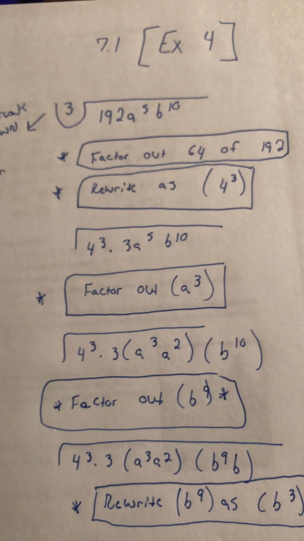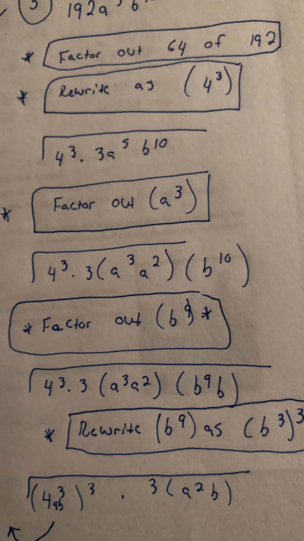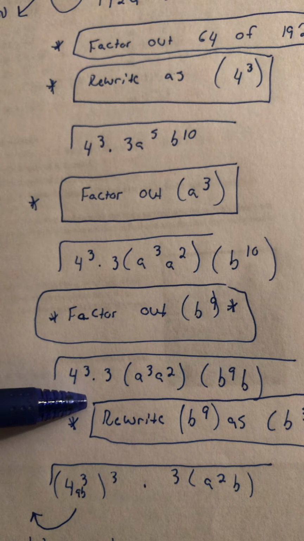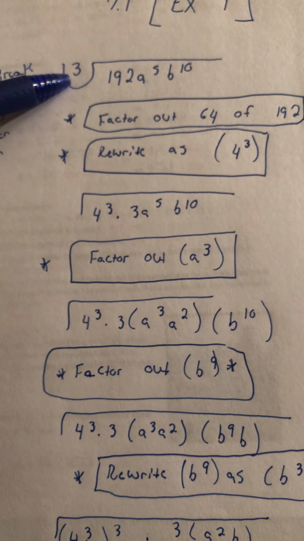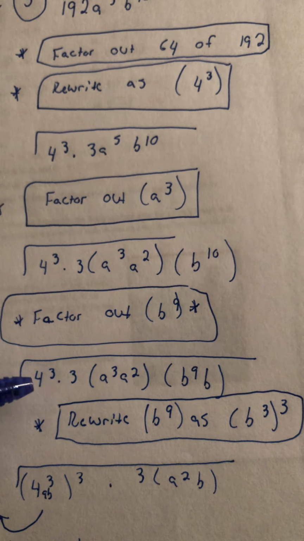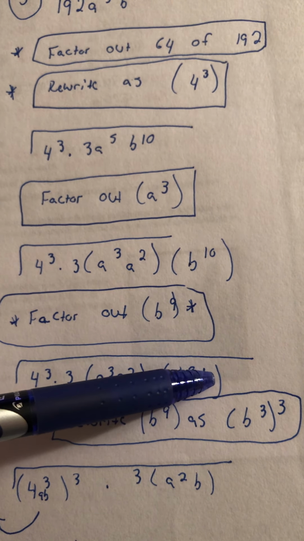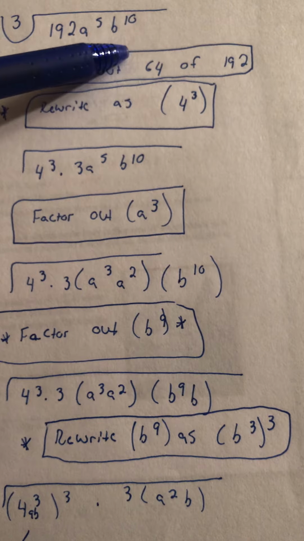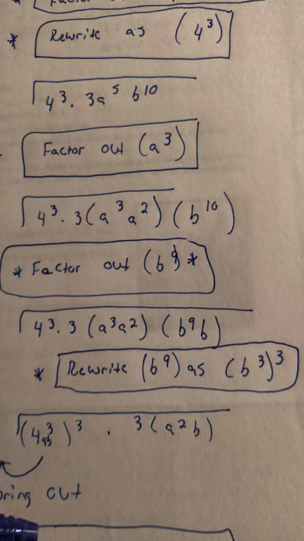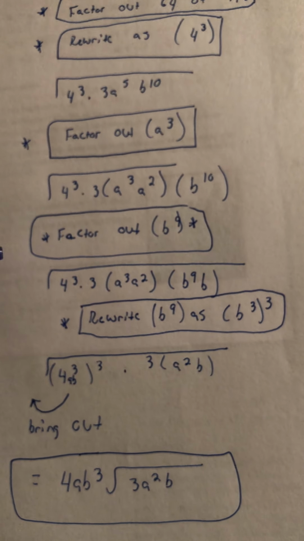b to the 10th. So the next thing I want to do is factor out b to the 9th. Why do I want to do that? Because eventually I need to get back up here where I can get a 3. So if I factor out b to the 9th and b to the 1st, you add the 9 and 1, that still gives you your 10. So I rewrite it. Now I can start bringing some stuff out.